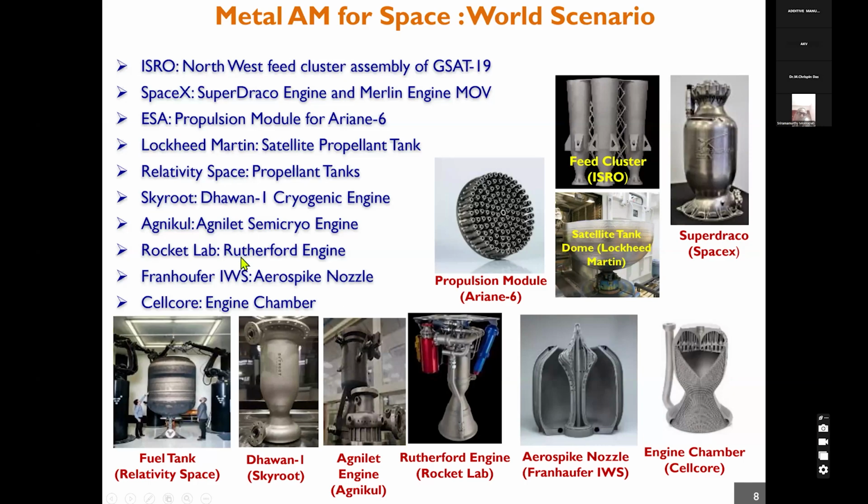And also, you can see here the Rutherford engine from Rocket Lab, aerospike nozzle from Fraunhofer Institute, and also the engine chamber from Cellcore have all been made through additive manufacturing. Because of the complexity involved, additive manufacturing is the only manufacturing process by which these complex engines can be made. You cannot think of any other manufacturing process to make such very complex engines.